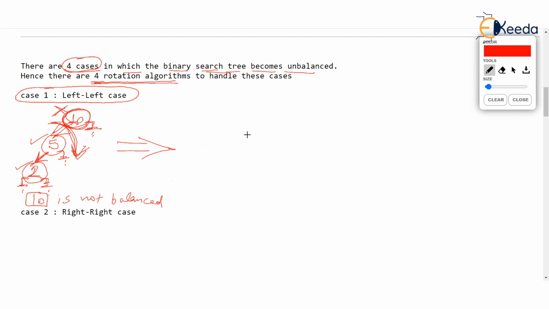So you can imagine that 5 now has right child as 10, isn't it? See how this 10 actually was the parent, and now this 10 has been rotated to the right of 5. This is called right rotation. Yes, exactly, because 10 was rotated to the right of 5, isn't it? So now 5 has right child 10.